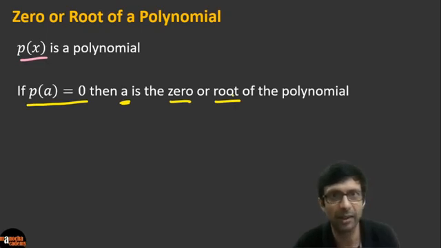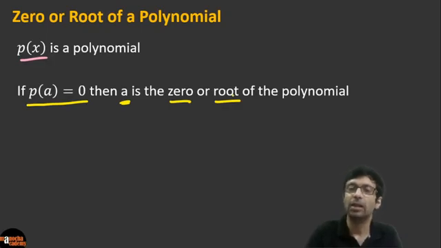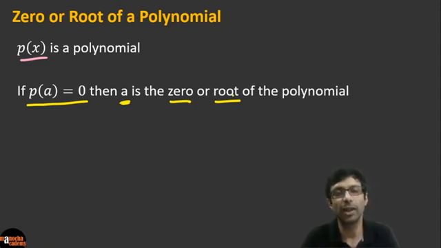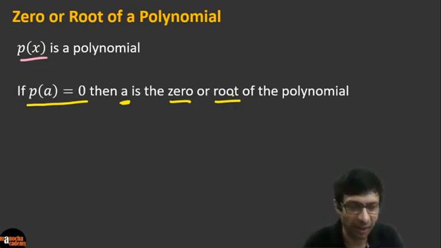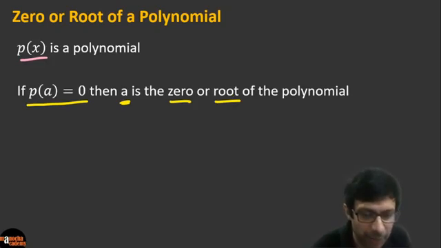Okay guys, is it clear? So this is a very important term. Don't confuse this with the 0 polynomial. This is the 0 or root of a polynomial, and you can learn it like this: that value of x which makes the polynomial 0, and this is the formal way of writing it. Okay guys, clear? Very good.